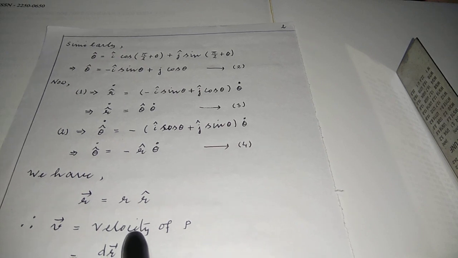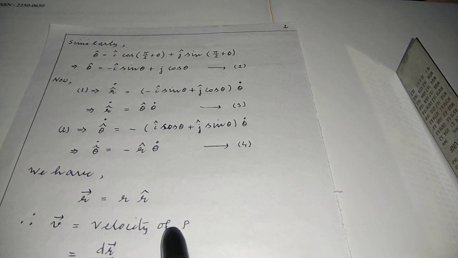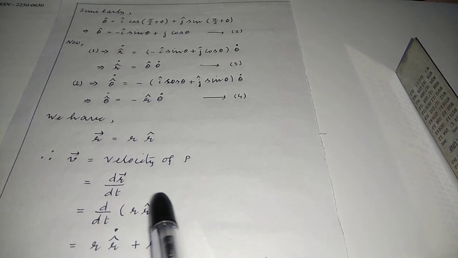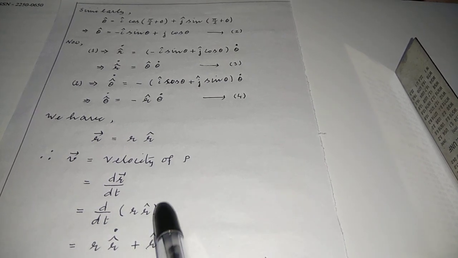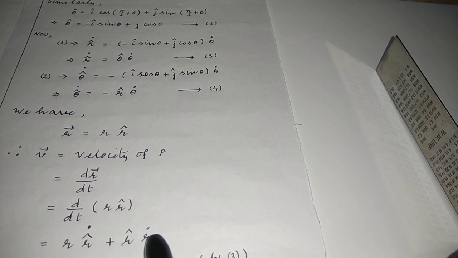So what does v bar mean? It is the velocity of the particle P. And what is velocity? It is the rate of change of displacement. This r bar represents the displacement, so we can write v bar = d r bar by dt. Now r bar is nothing but r r cap. So now just differentiate this by the product rule of differentiation. Say first function as it is, differentiation of r cap, what will you get? r cap dot. Second function as it is, differentiation of first.